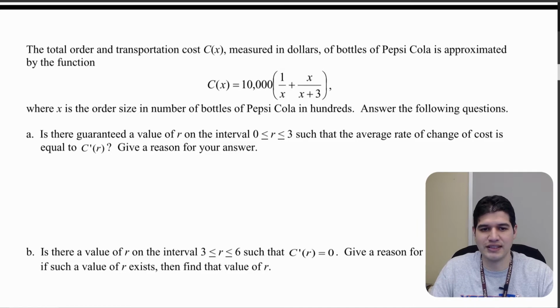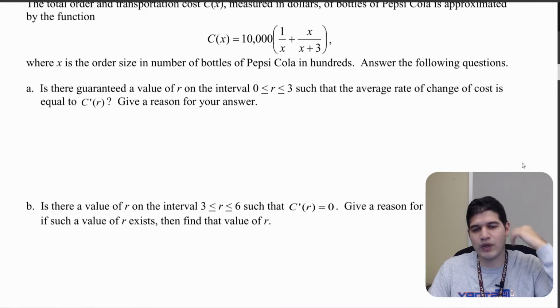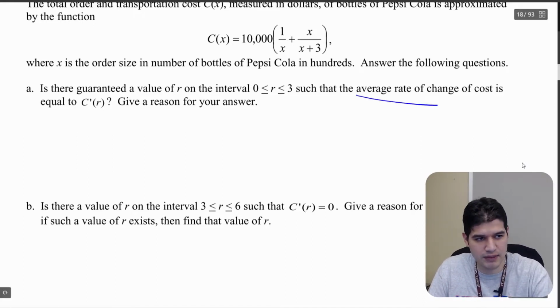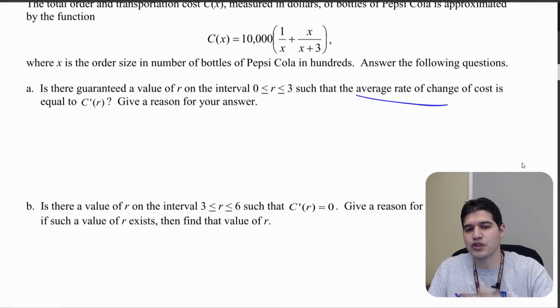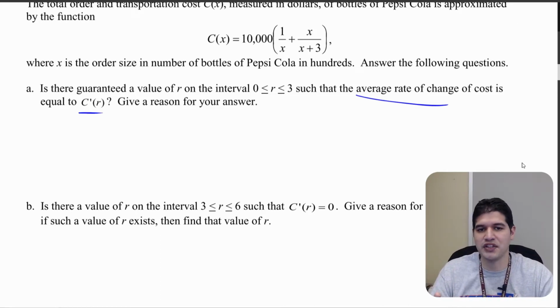Our first question says, is there a guaranteed value of r on the interval from 0 to 3 such that the average rate of change of cost is equal to C prime of r? So let's think about what needs to happen here. Is there a guaranteed value on this interval such that the average rate of change is equal to the derivative? Well, what theorem uses the average rate of change being equal to the derivative? You should be thinking of the mean value theorem.